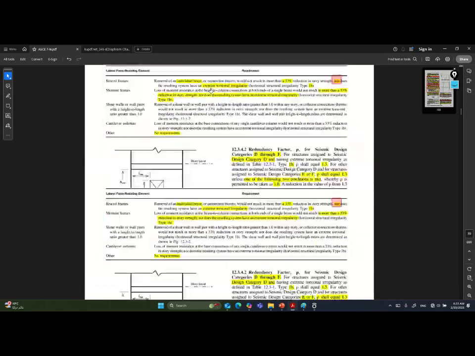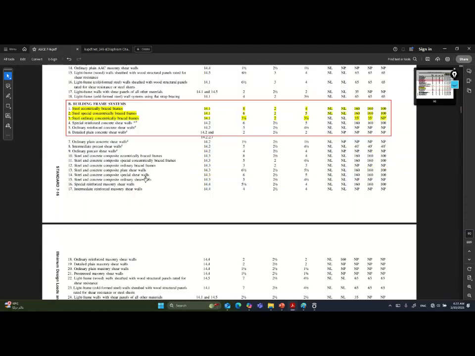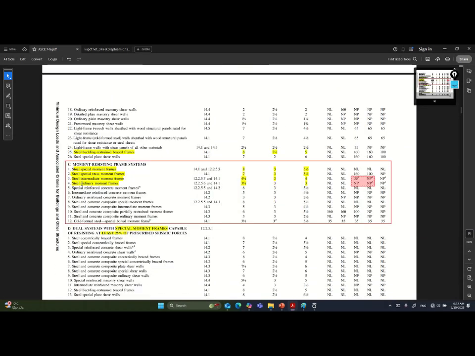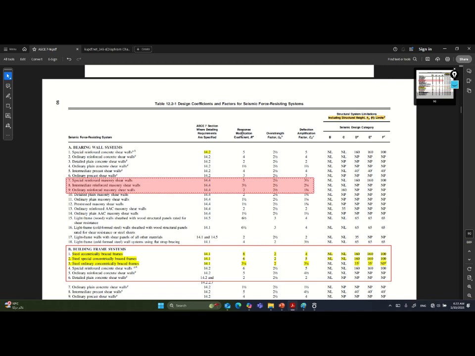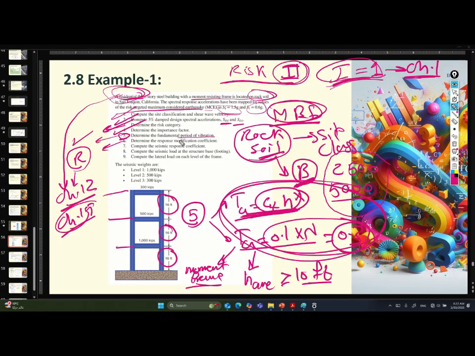So let's go to the start of chapter 12. That is the one. He tells me that I have a steel moment frame. He doesn't tell me if it is ordinary or intermediate. Maybe I will consider it as ordinary. Then it will be 3.5. That is the R factor, the first one, the response modification factor, R. That is the response modification coefficient, or the R value. So it is very important to know even the naming of each coefficient and so on.